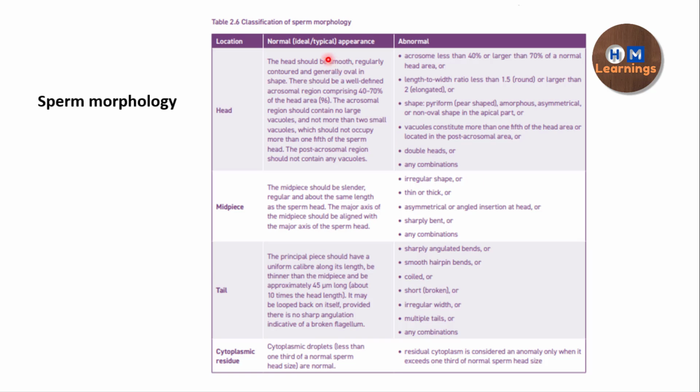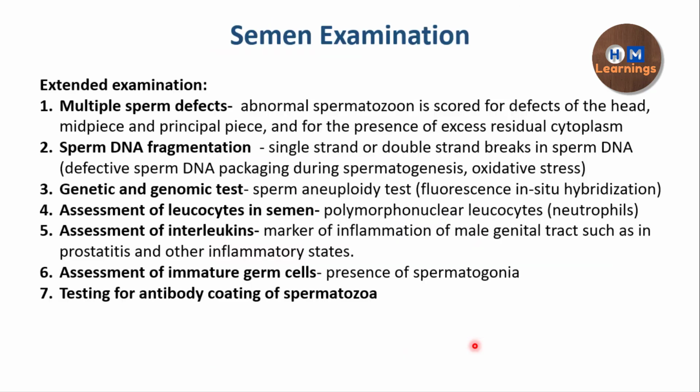Okay, so this is a table which shows the points of normal morphology and the points of abnormal morphology. This is also taken from the WHO manual. Then about the extended examination. In the extended examination we talk about whether the sperm has multiple morphological defects. Not only is there a problem with the head, but in the same sperm there is a defect in the middle piece also. That is called multiple sperm defects.